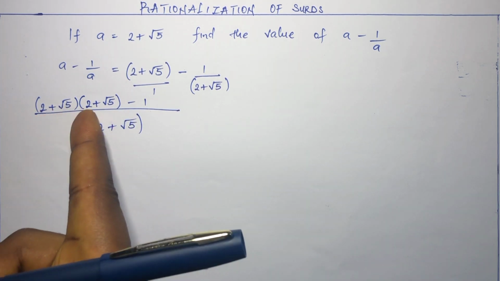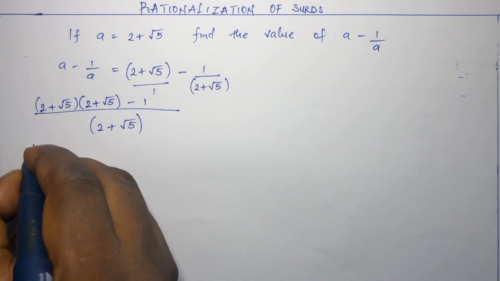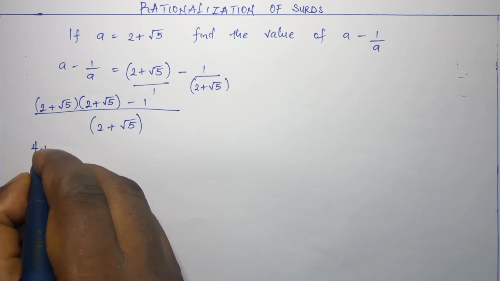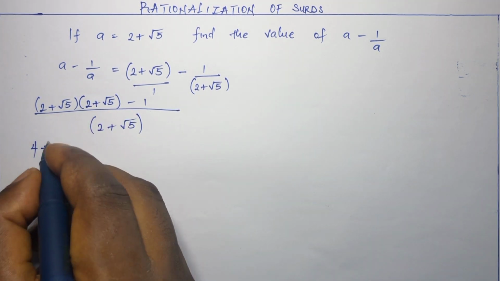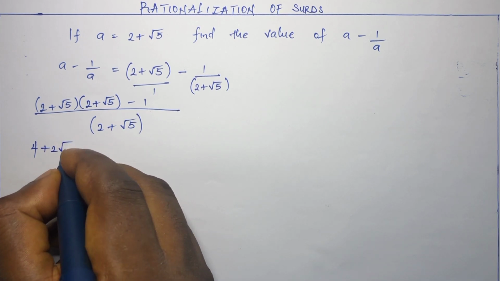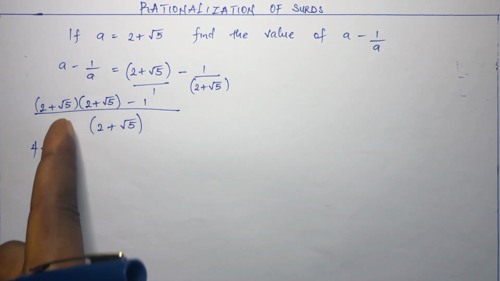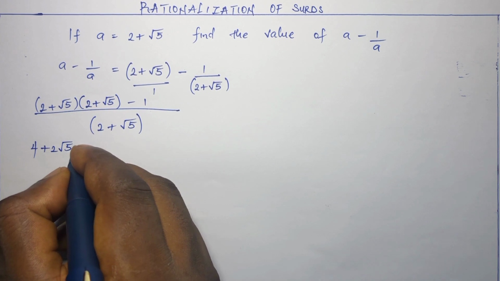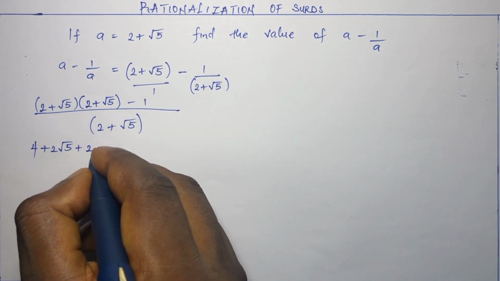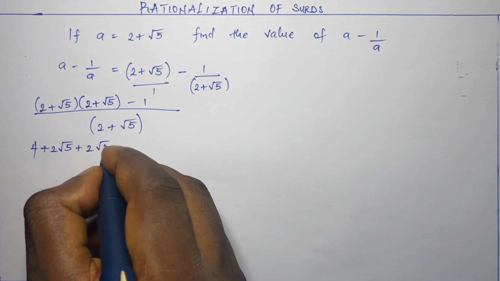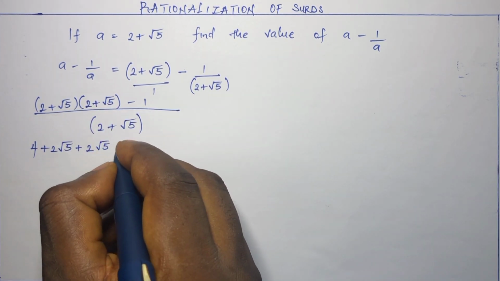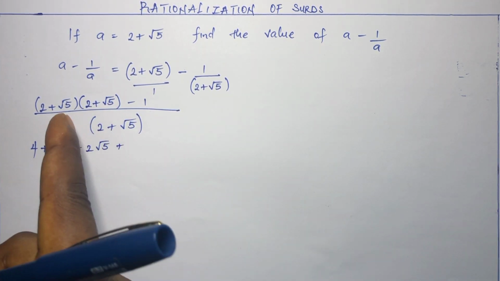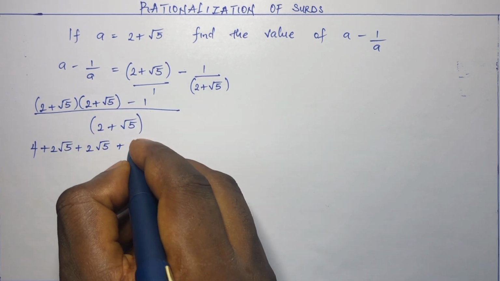Now we'll have 2 into 2, we have 4 plus. Now we'll have 2 into root 5, so we'll have 2 root 5. And then root 5 into 2, we have plus 2 root 5. And then root 5 into root 5 will give us 5.